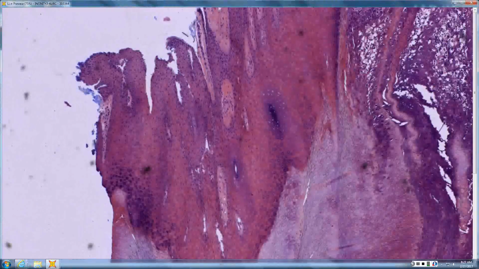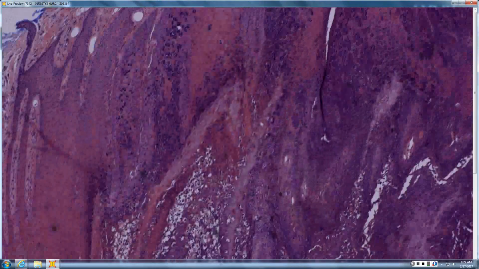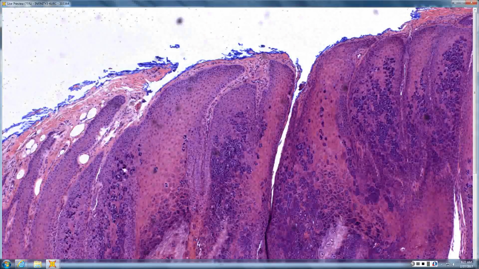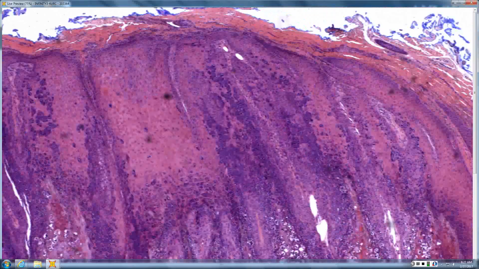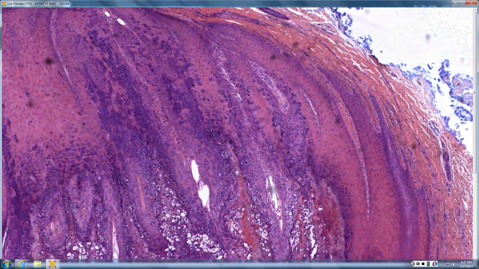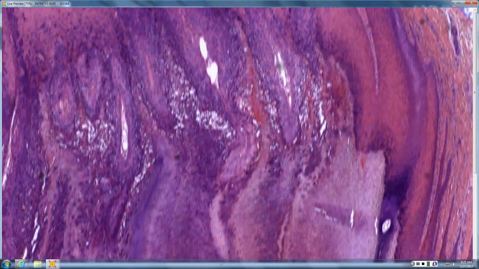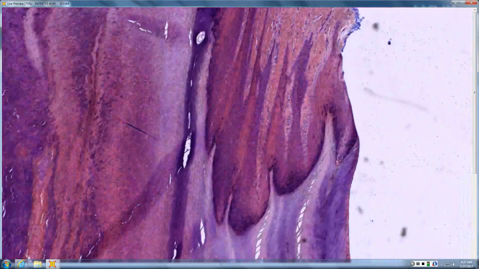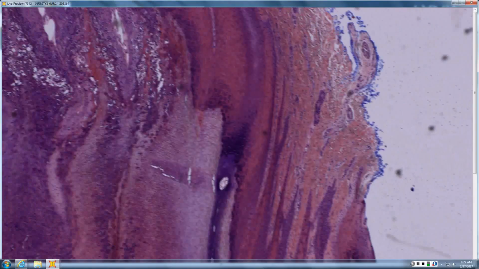Alright, some very elongated acanthotic epidermis. Where do you think you are? Probably acral, potentially. Actually, up there, I mean, could be. This could be like hypertrophic mucosa. Although is there a big granular layer? Yeah, there is, so it probably is acral. There you go. Acral skin.